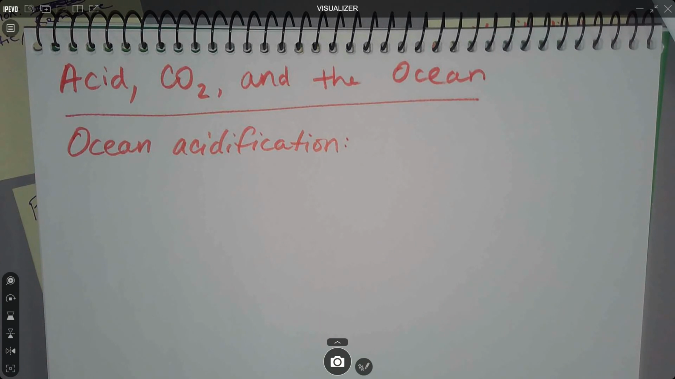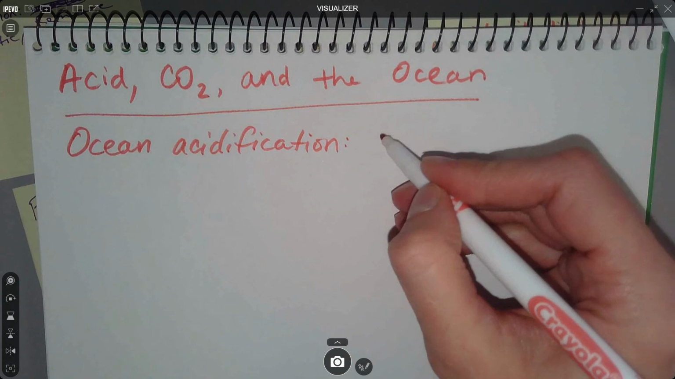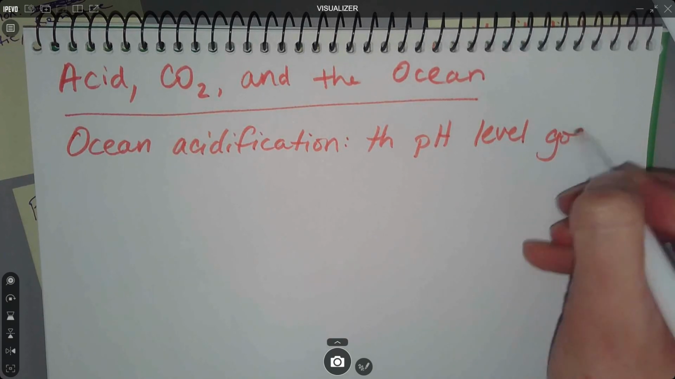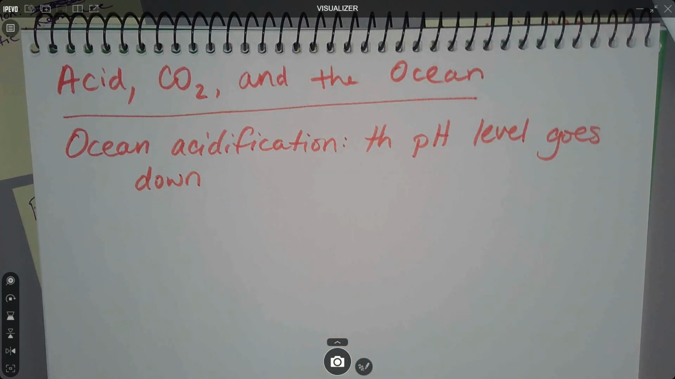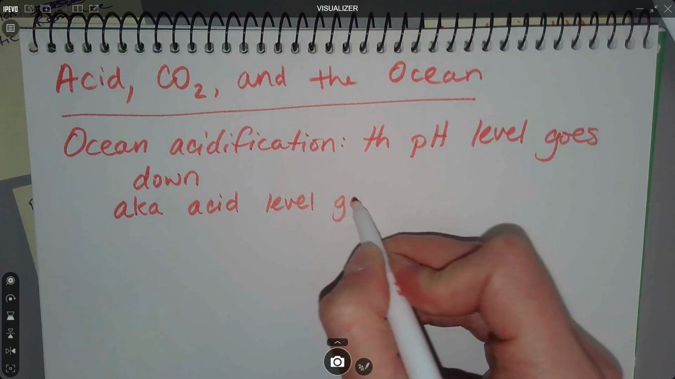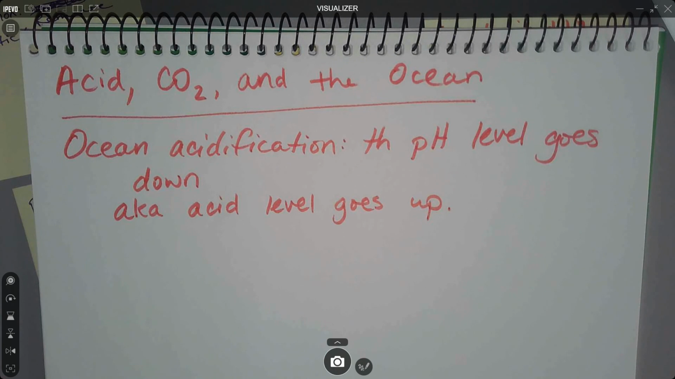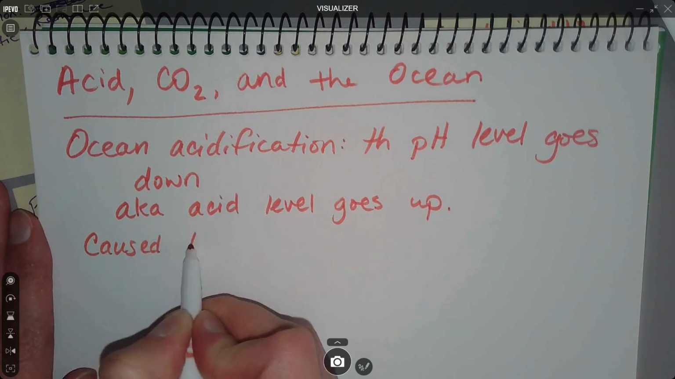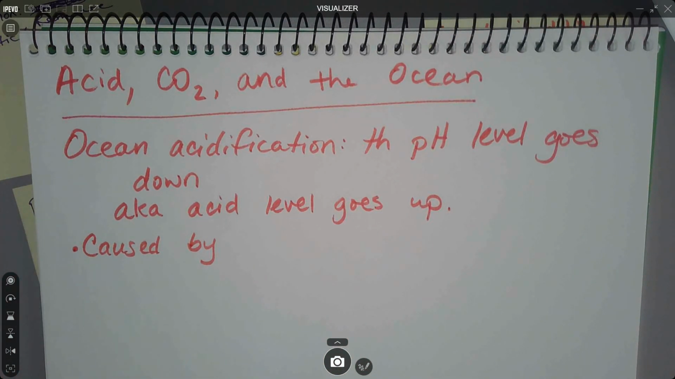Here you go. What's ocean acidification mean? The pH level goes down. Okay. Now, pH is a kind of a technical term. If we were to explain this to, say, my kindergartner, what would you say? Acid level goes up. Right? Acid level goes up. Why does the acid level go up? What's it caused by?